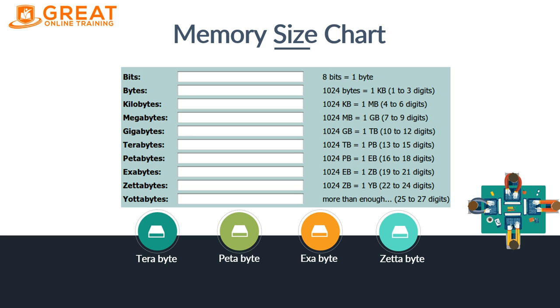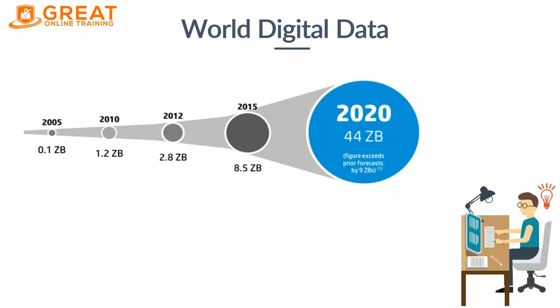So let me go to the world digital data again. If you see here, in 2012 the world digital data is 2.8 zettabytes. And for 2015, they expected it to be 8.5 zettabytes, but actually it crossed 9 zettabytes. So in the past 3 years only, it more than tripled.